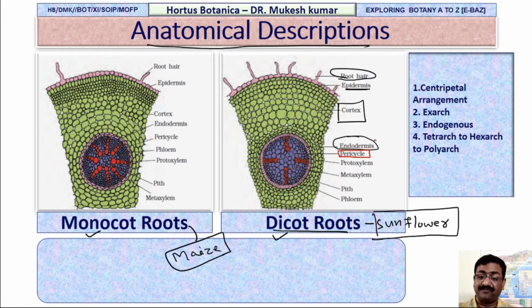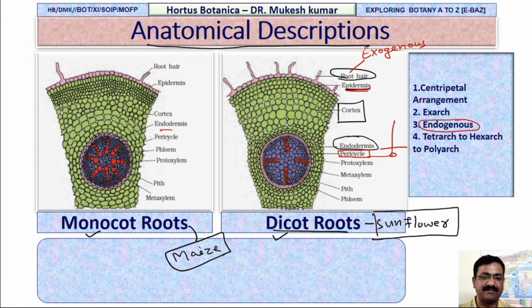And this pericycle is present inside the endodermis. So all the structures arising inside the endodermis, from the pericycle, are called endogenous. And if structures arise outside the endodermis, they are called exogenous. See, the root hairs arise from the epidermis, so their origin is exogenous. But the root arises from the pericycle, so it is endogenous. This is a very common point.